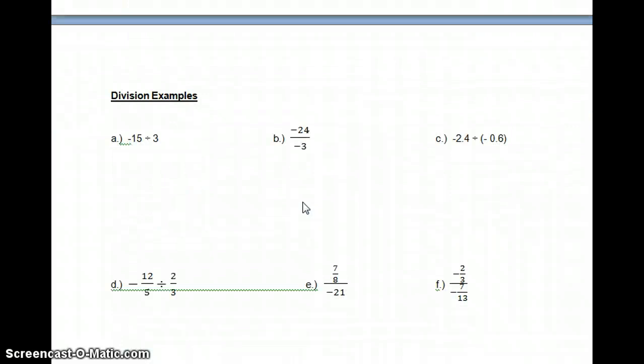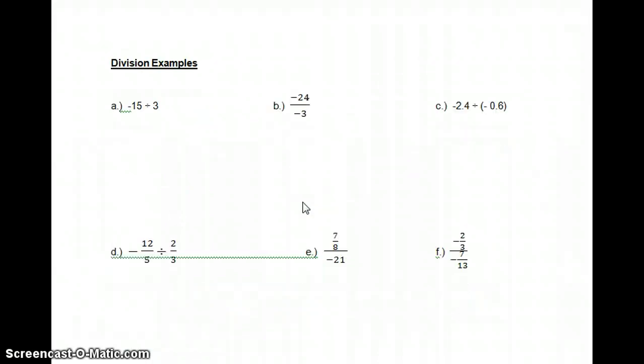Next, we're going to work on division. Now, we're going to follow the same set of rules for division. We have negative 15 divided by positive 3. We know our answer should be negative. 15 divided by 3 is 5. A negative divided by a negative is a positive. 24 divided by 3 is 8. We have a negative divided by a negative. Your answer should be positive. 2.4 divided by 0.6 is 4.